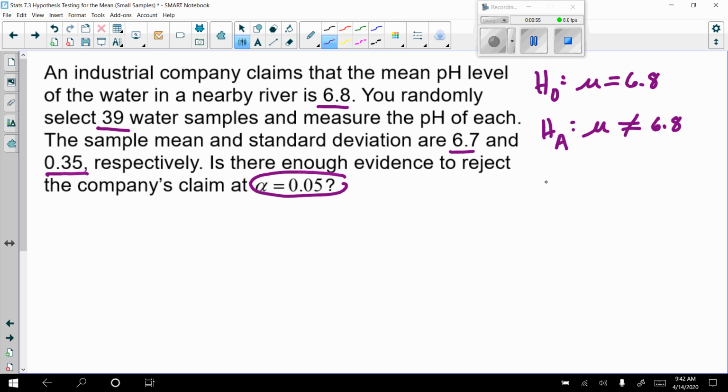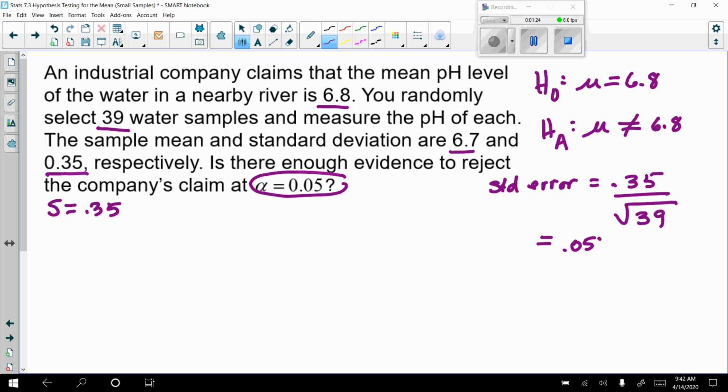We know that the standard error is equal to the standard deviation, which is S equals 0.35, divided by the square root of n, which is 39. The standard error is going to be 0.056, 0448, 538.